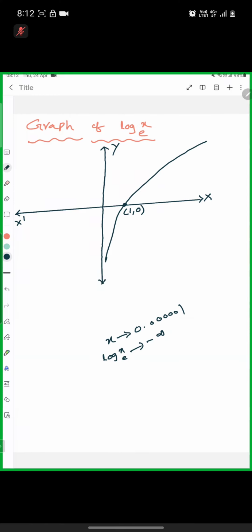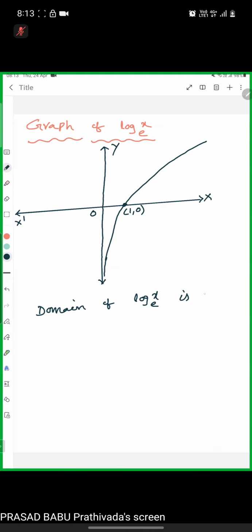As x value is close to 0, log x value tends to minus infinity. So you can write here like this. First, domain of log x to the base e. Already we discussed what the domain is: the set of x values that defines the function. Here log x to the base e is defined when x is greater than 0. That's why the domain is open 0 to infinity.